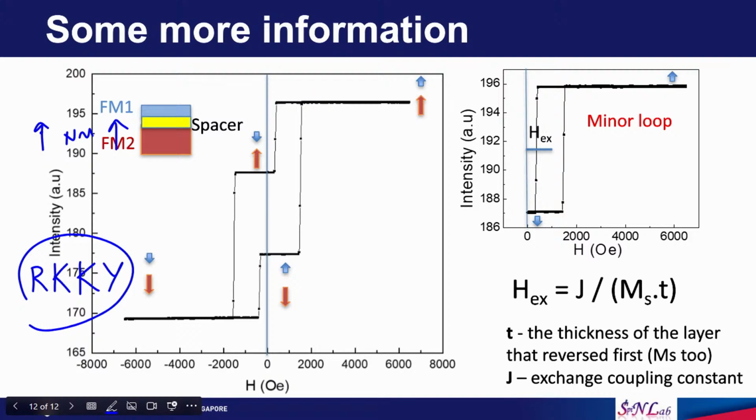So, these two spins can have parallel coupling or anti-parallel coupling, which will be something like this, which you saw a few slides ago. There is this model called RKKY to explain why this is happening. If you want to know more, you can Google RKKY and understand this model.